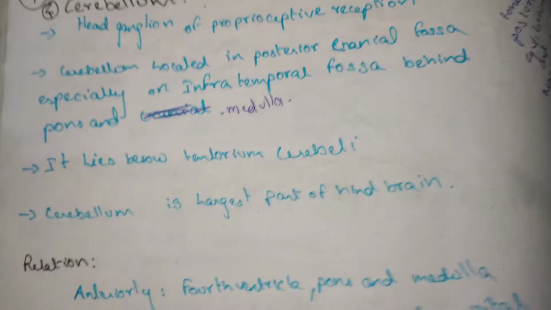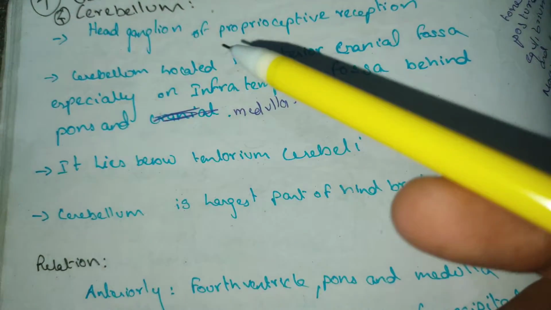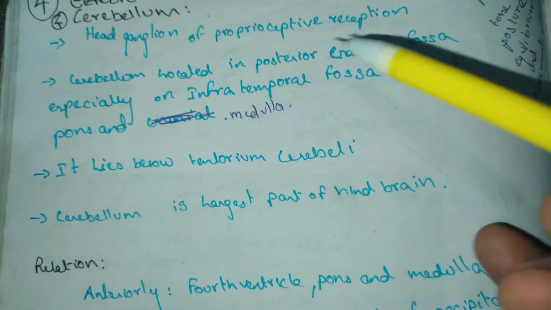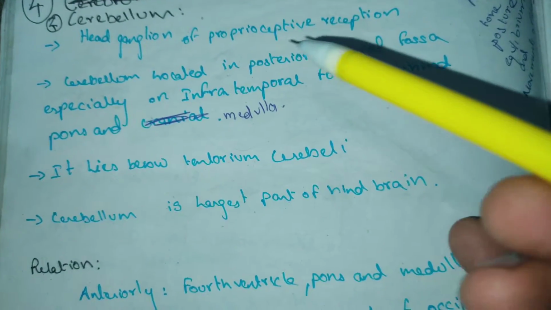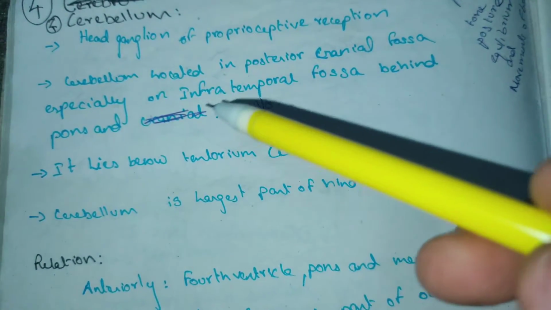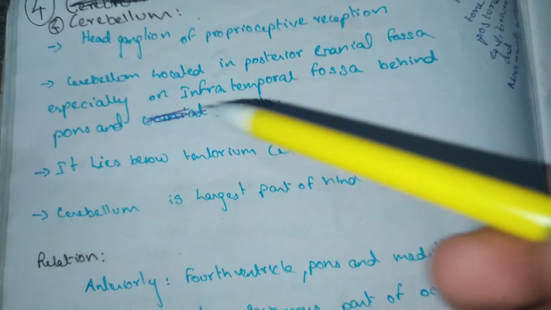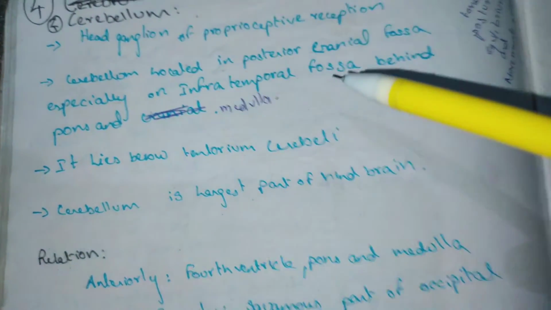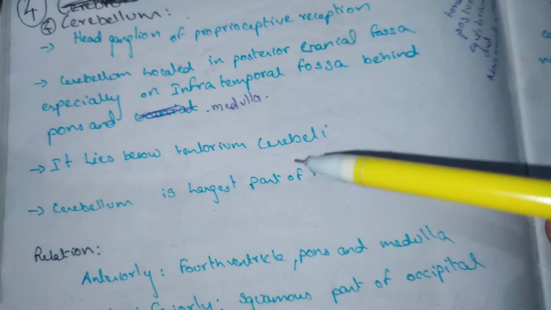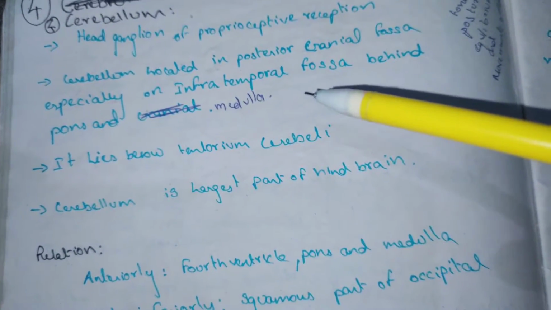In this video, we are going to see about the topic cerebellum. It is the head ganglion of proprioceptive reception. The cerebellum is located in the posterior cranial fossa, especially behind the pons and medulla.